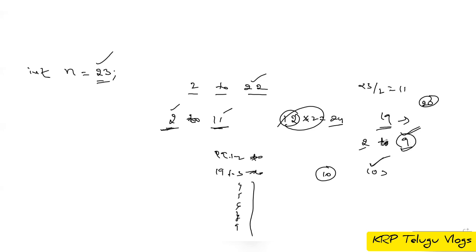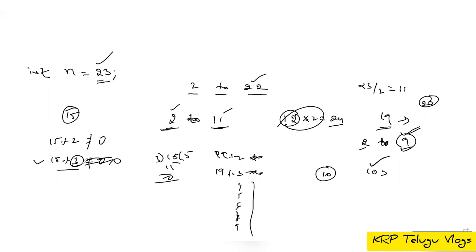Now if I take 15. 15 modulus of 2 is not equal to 0. Next, 15 modulus of 3 is equal to 0, since 3 times 5 is 15 and the remainder is 0. So here we will break the loop. What is the i value? The i value is 3. What is 15 by 2? It is 7. Is 3 greater than 7? No. So we can say that this number is not prime.